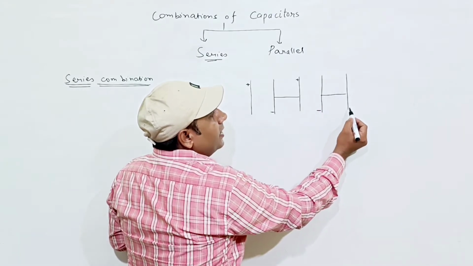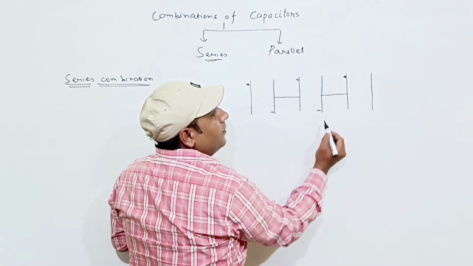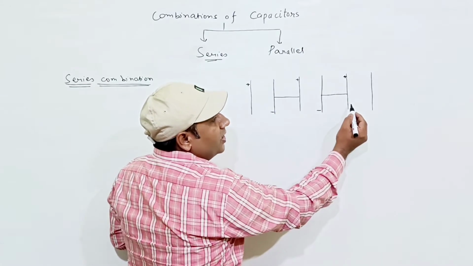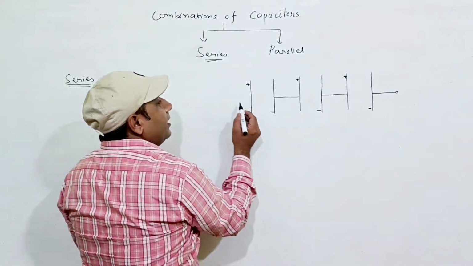ये चलता चला जाएगा, आगे बढ़ता चला जाएगा. क्या कि फर्स्ट प्लेट जो रहेगा वो पॉजिटिवली चार्ज रहेगा, सेकंड प्लेट नेगेटिवली चार्ज रहेगी. इस टाइप से हम इसको कंबाइन कर देंगे.